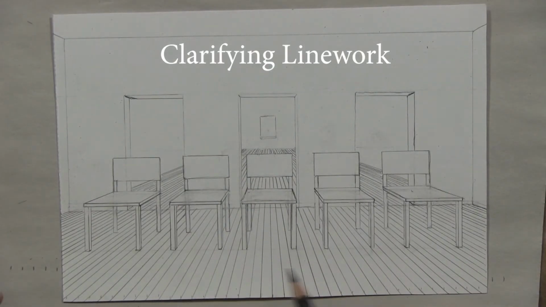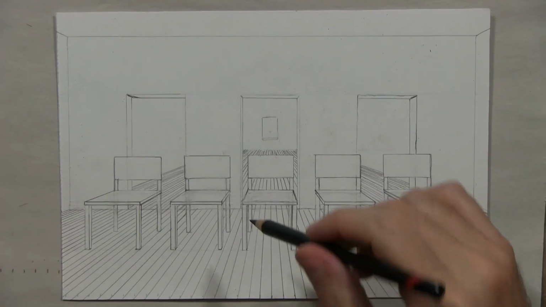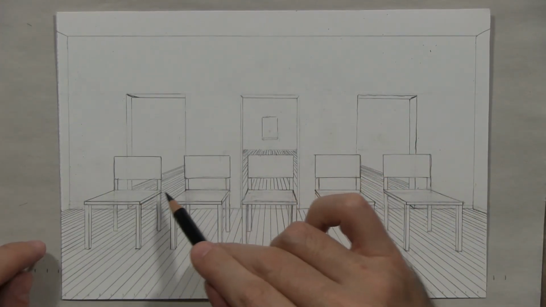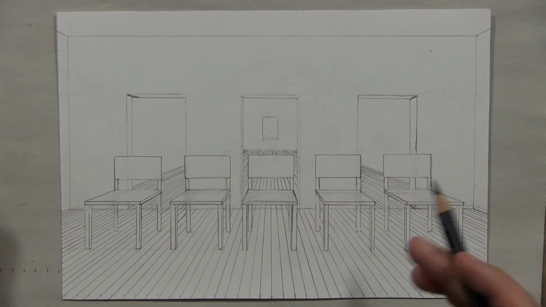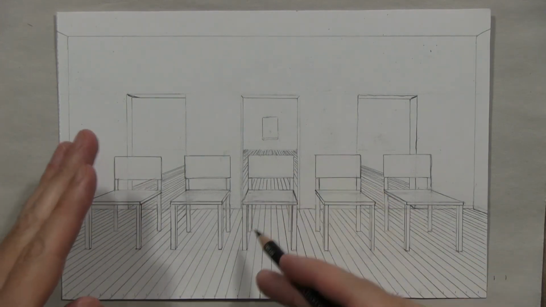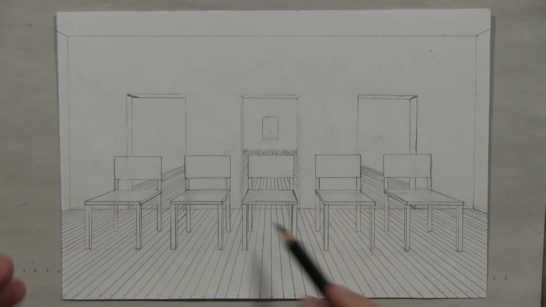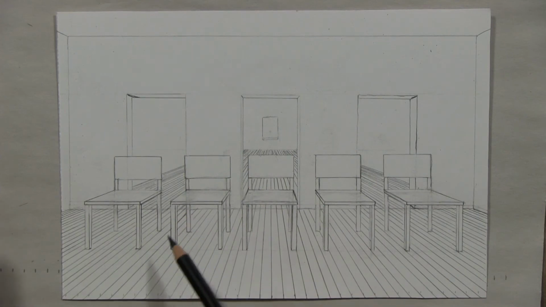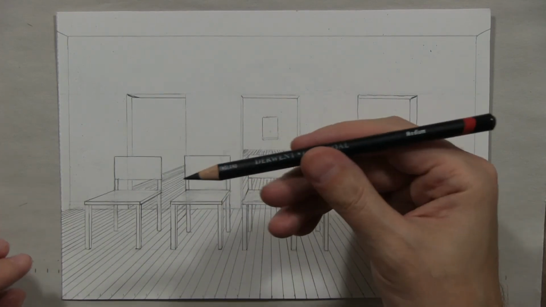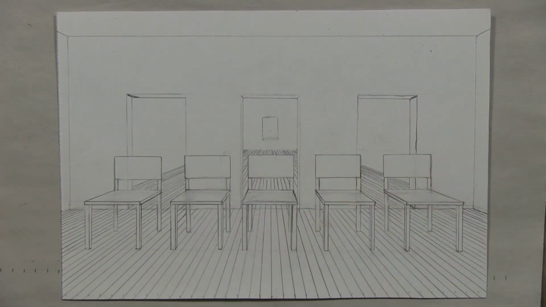Things are looking pretty good in terms of perspective. The only thing I'm going to do is just clarify the chairs in a few spots because there's a lot of information here. They're almost sort of blending in some spots. So I'm using a really fine charcoal line to do that.